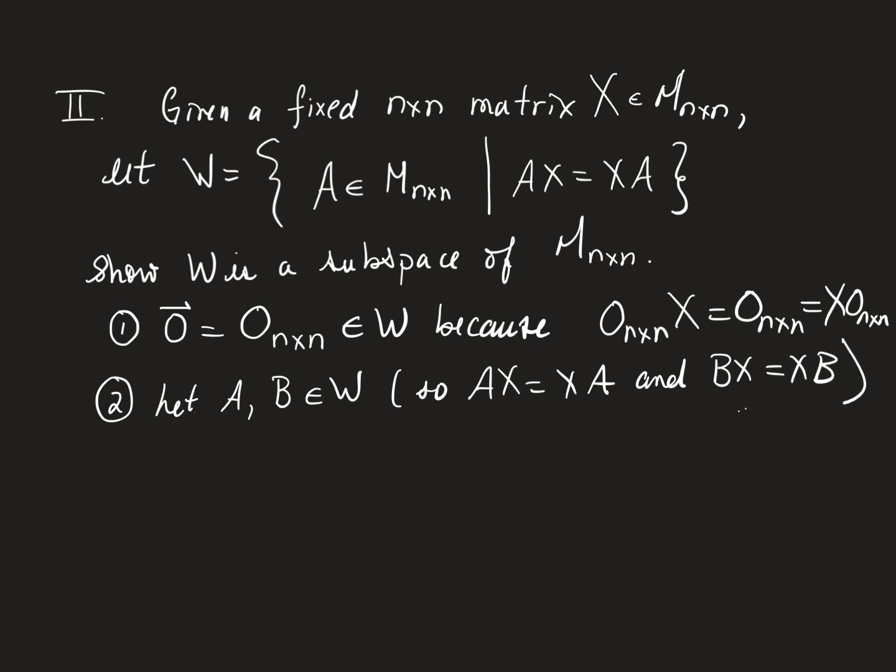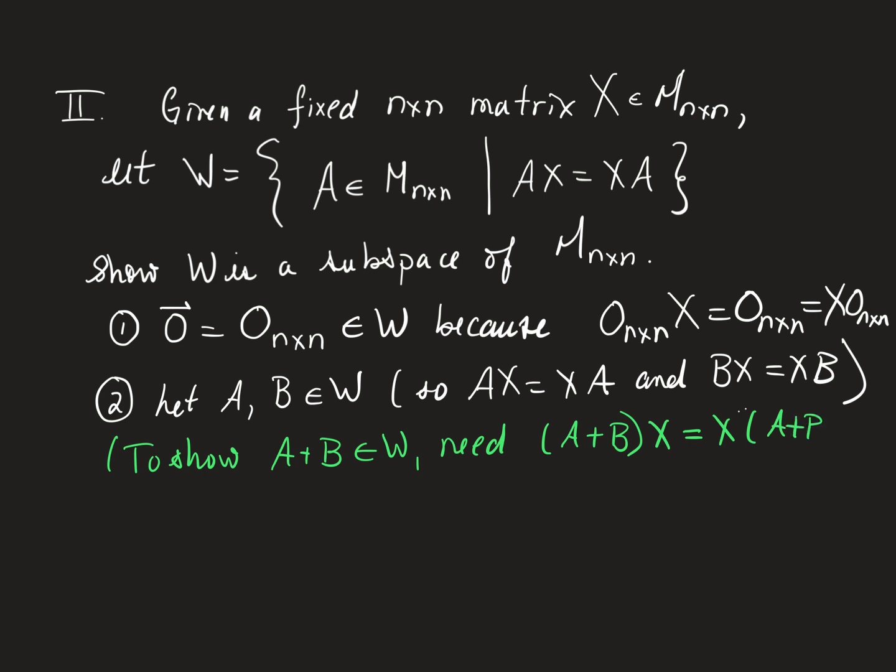So that's what that means. I need to show that A plus B is in W. How do I do that? Well, to show A plus B is in W, we need A plus B to commute with X. So we need that A plus B, when I multiply that times X, it's the same as doing X times A plus B. So that's what I need to prove, all right? So let's go ahead and do that.